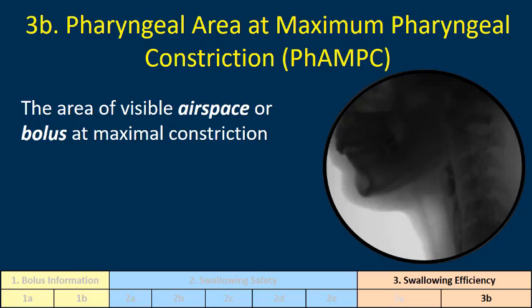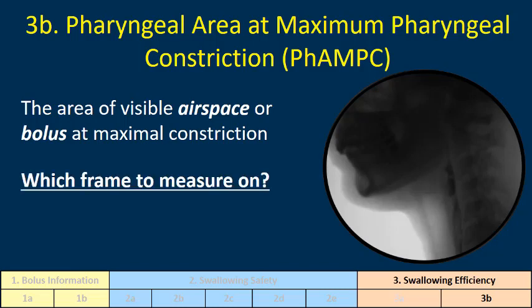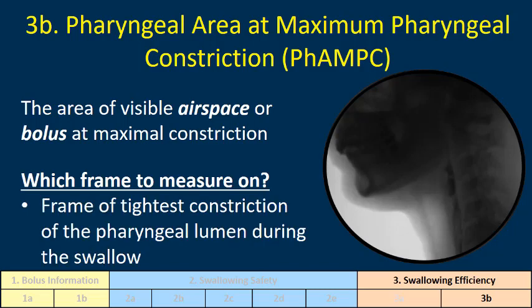Next, as residue was identified, we need to consider pharyngeal area at maximum pharyngeal constriction. As cited in the literature by Stokely and colleagues in 2015 and Waito and colleagues in 2018, reduced pharyngeal constriction is significantly related to the presence of vallecular and piriform sinus residue, as well as the number of swallows taken per bolus. In order to measure this parameter, we need to select the frame in which the pharynx is in its most constricted state during the swallow. Once this frame is selected, we can measure the area of visible airspace or bolus above the upper esophageal sphincter and below the top of C2 to obtain a quantitative value.